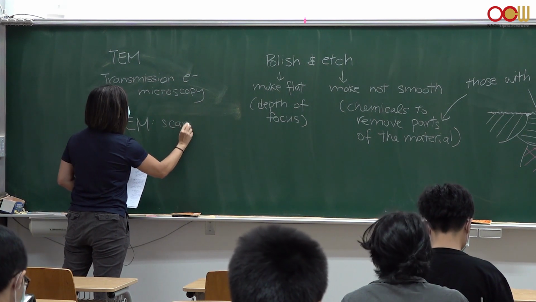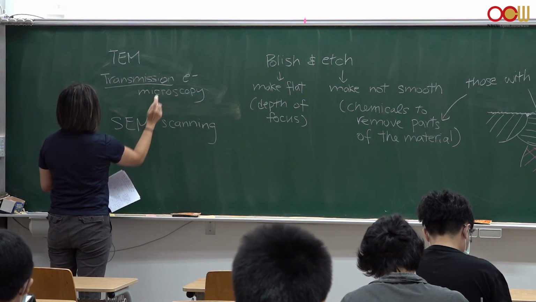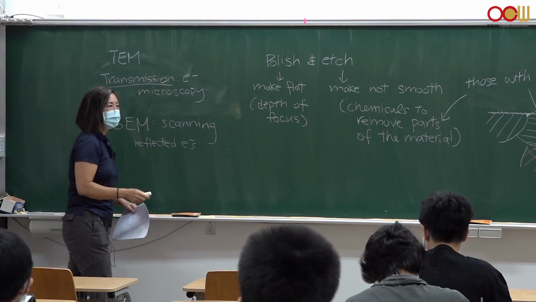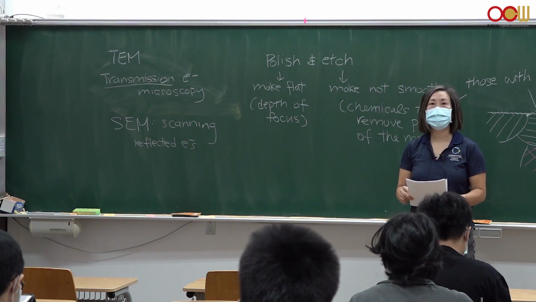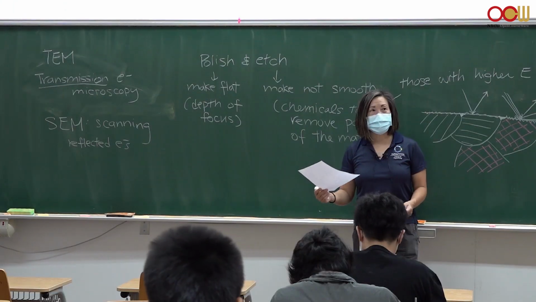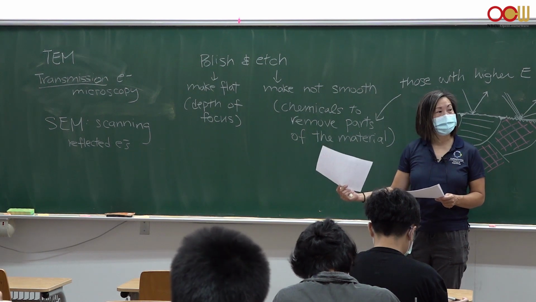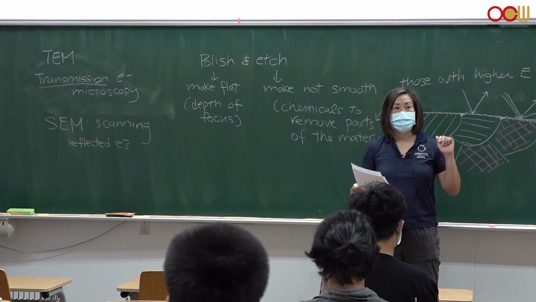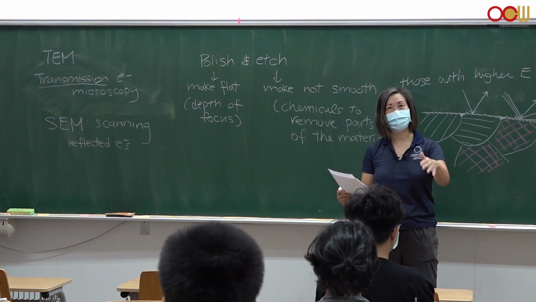S stands for scanning. So this one, TEM, is looking at transmitted electrons. This one you're looking at reflected electrons, so electrons that reflect off the surface. Again, you can see very small features down to atomic size. The issue about preparing samples for SEM is that your material needs to be at least somewhat conductive, because the electron needs to hit the surface and scatter or reflect.